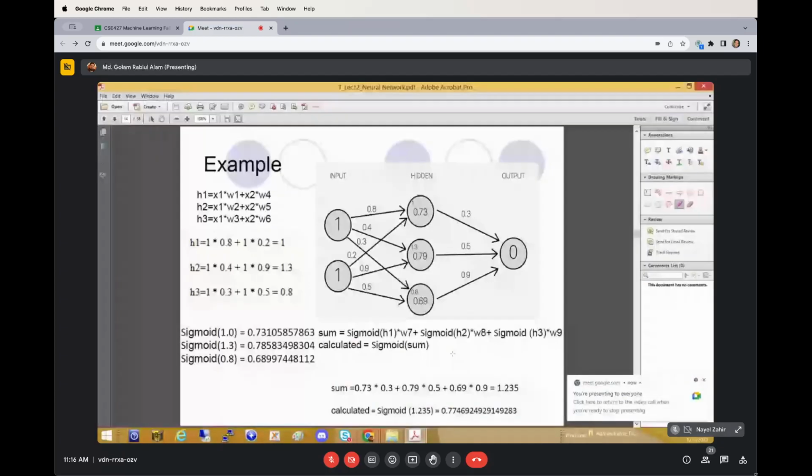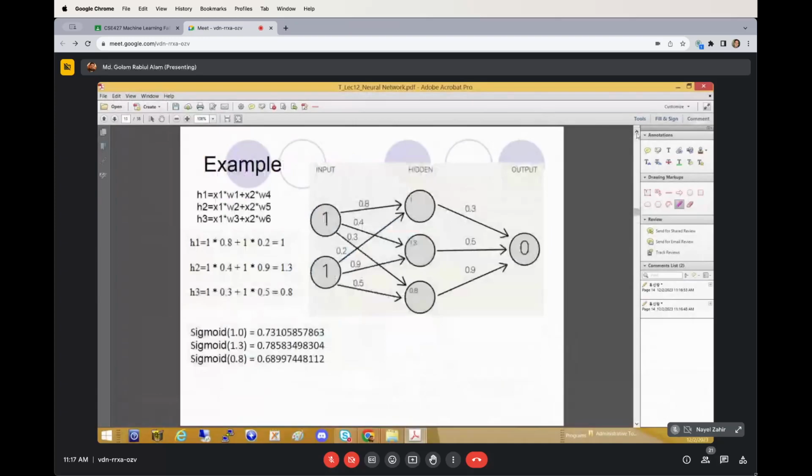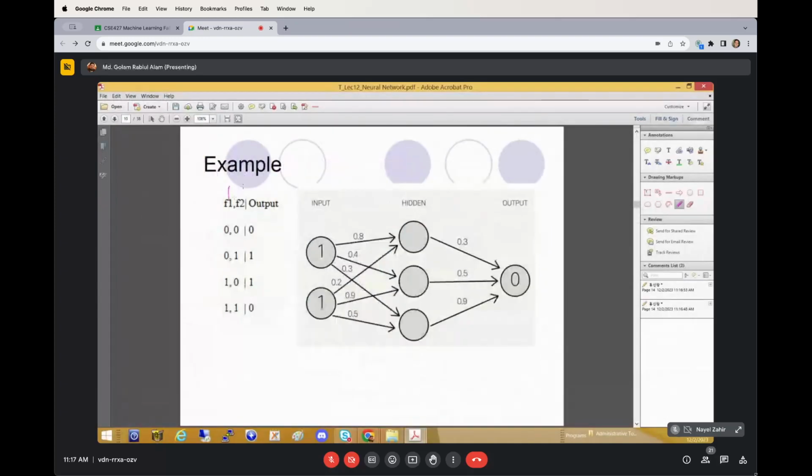Okay, so we started one example, and on that example of the neural network, we assigned the weights, that is W1 to W9. We assigned these weights randomly. This is the initialization. Initially we assigned these weights, and then we assumed one data set, and in that data set we have two features, feature 1 and feature 2, and the output is this. For this, we consider the first output.